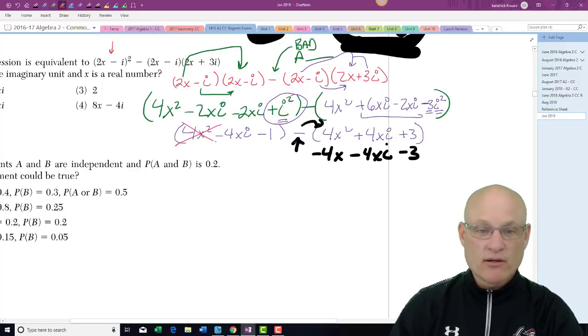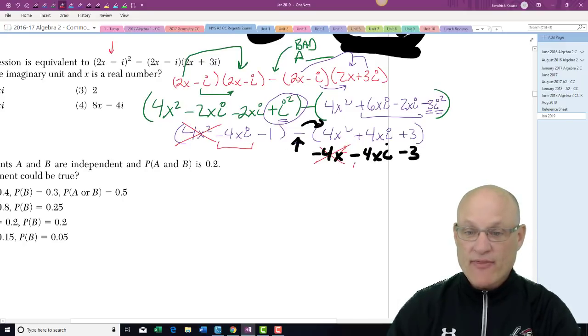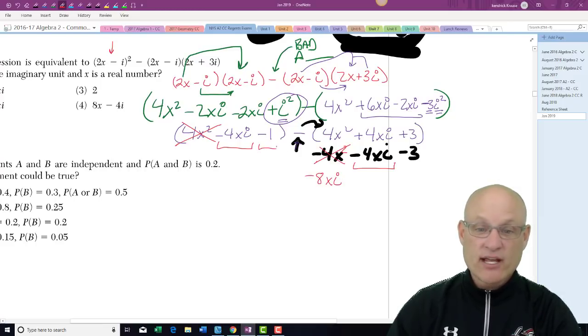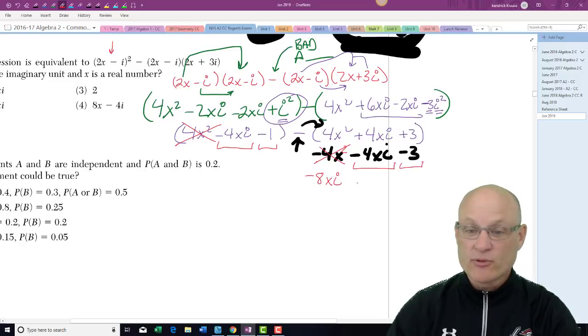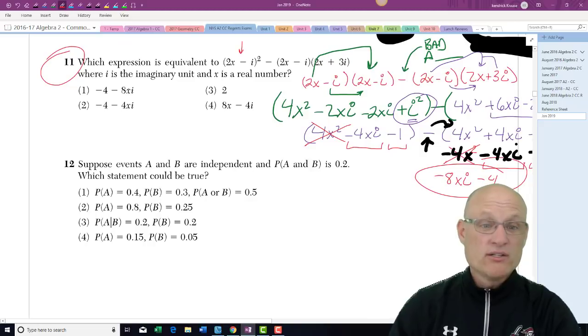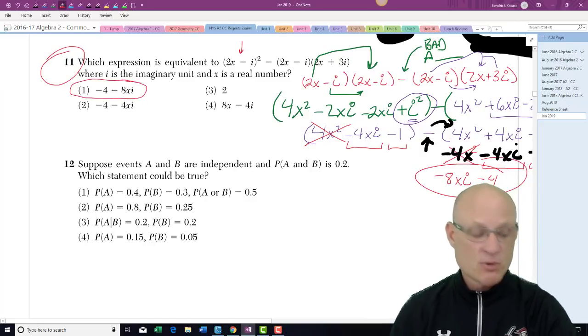All right, so here comes the fun part. This 4x squared cancels with, oh, this should have been a squared, it cancels with this 4x squared. This -4xi and this -4xi make -8xi. And this -1 and this -3 make -4. Now that was a ton of work to get this answer right here, which is choice 1.